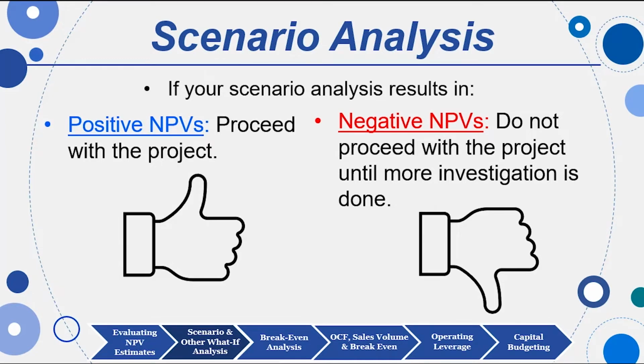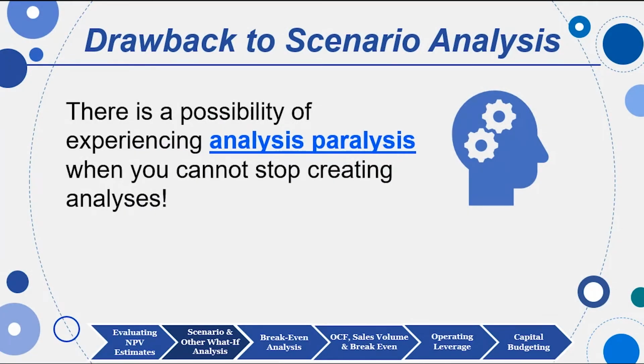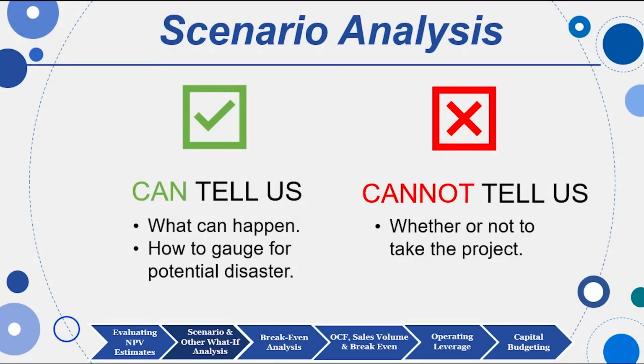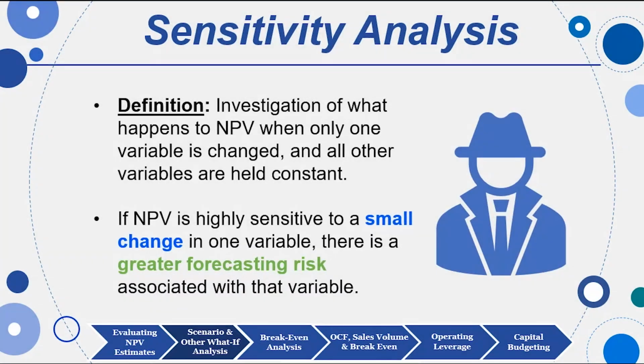You have a positive NPV. That rule didn't change. We proceed with the project, and if we come out with a negative NPV, do not proceed unless we do a little bit more evaluation. But again, try and avoid that analysis paralysis. You'll spend all your time creating analyses, never making a decision. Scenario analysis can tell us what can happen, how to gauge for disaster, but cannot tell us whether or not to take the project. You have to stand up and make that decision yourself.